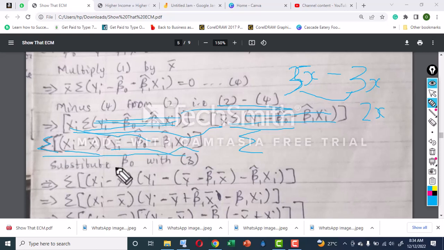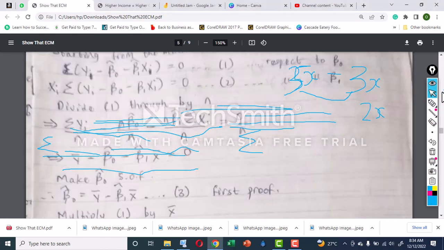So the next step is to substitute beta 0 with equation 3. The equation 3 that we got just now, I will say is another proving on its own. Let me just show you.